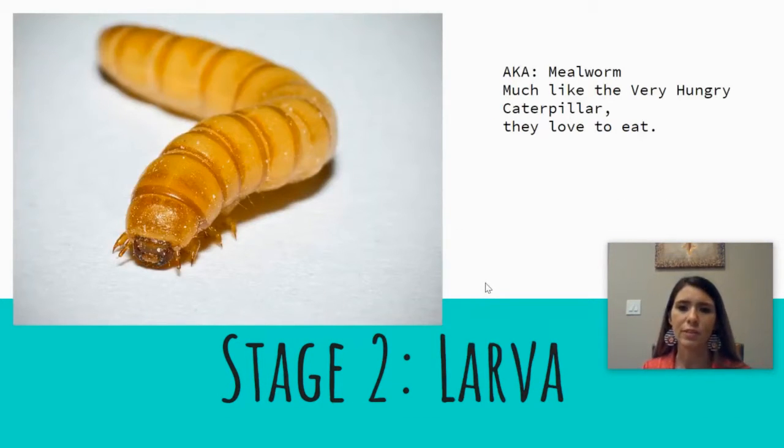Stage 2 is the larva. This is also known as the mealworm. And much like the very hungry caterpillar, they love to eat. In our lab, we typically feed them oatmeal and apple slices.